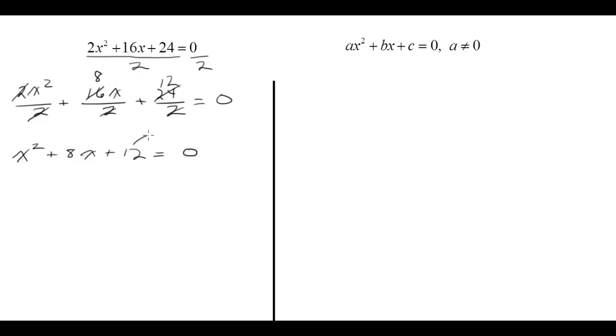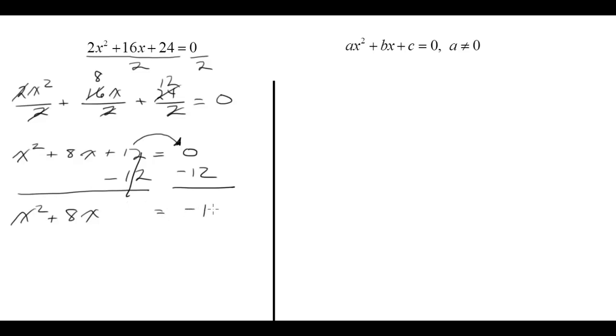Alright, now, in order to make room for a coefficient that will complete the square, I have to get rid of this constant by moving it to the right-hand side. How do I do that? I subtract 12 from both sides. And I'm left with x squared plus 8x. This disappears because its sum is 0, and that equals minus 12.